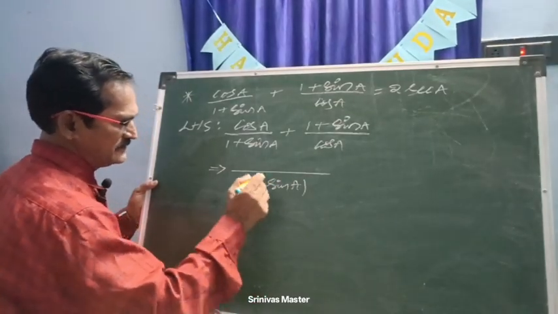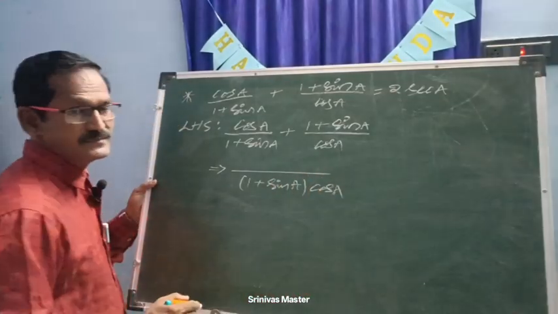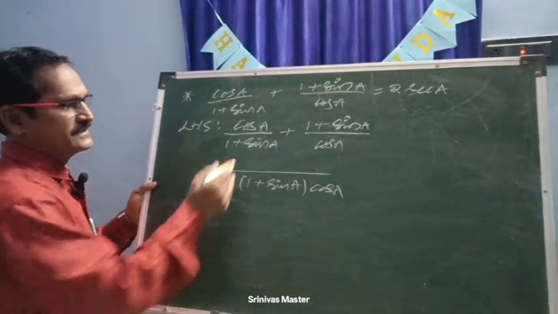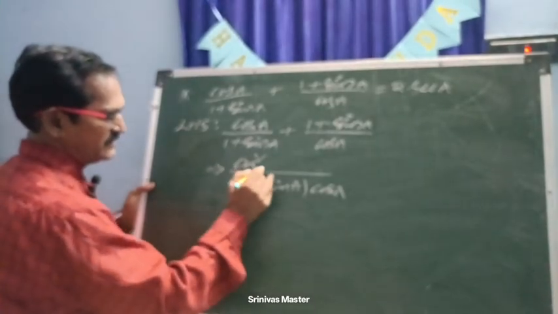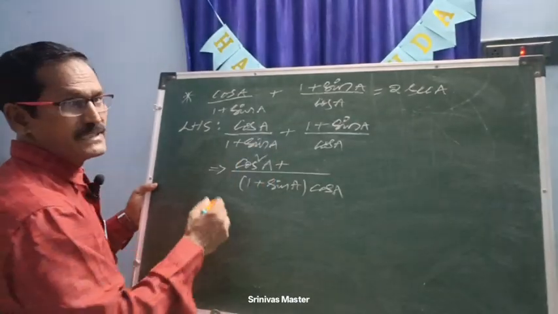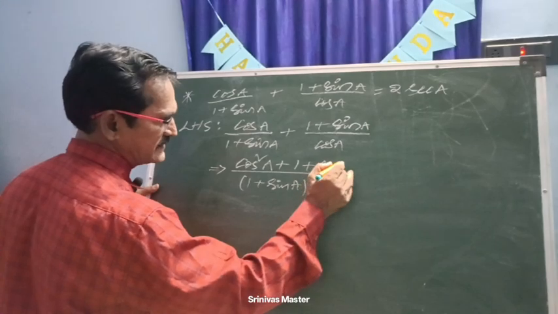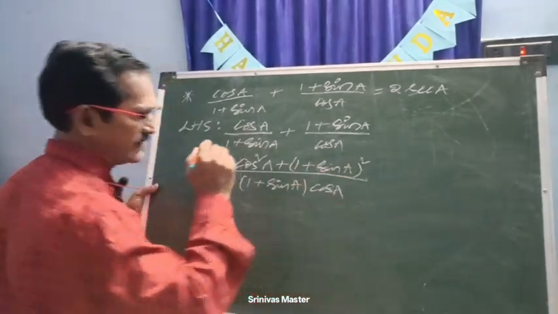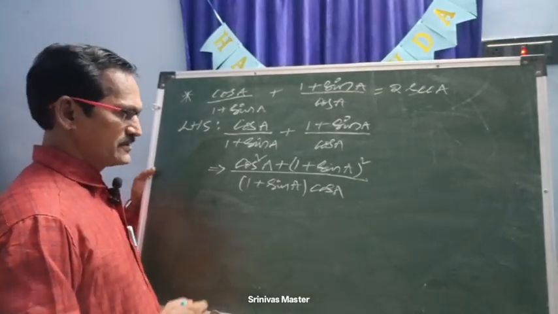1 plus sin A into how much? Cos A. Both are different, that's why you are multiplying now. Then you can do directly cross multiplication. Cos A into cos A, what will become? Cos square A plus (1 plus sin A) into (1 plus sin A), which means (1 plus sin A) whole square. You know that x into x is x square. Just like that, you can write like this: cos square A plus (1 plus sin A) whole square.